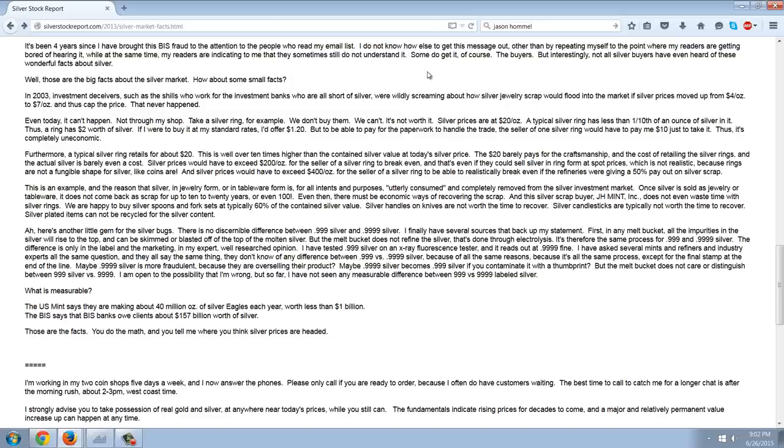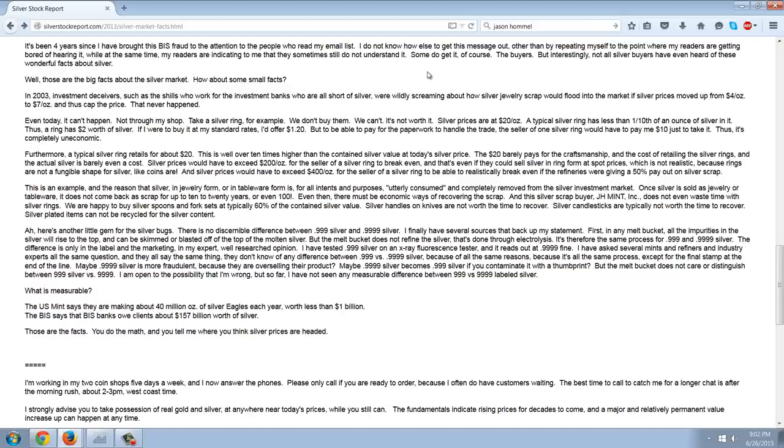Not through my shop. Take a silver ring, for example. We don't buy them. We can't. It's not worth it. Silver prices are at $20 an ounce. A typical silver ring has less than a tenth of an ounce of silver in it. Thus, a ring has $2 worth of silver. If I were to buy at my standard rates, I'd offer $1.20, but I'd have to pay for the paperwork to handle the trade. The seller of one silver ring would have to pay me $10 just to take it.